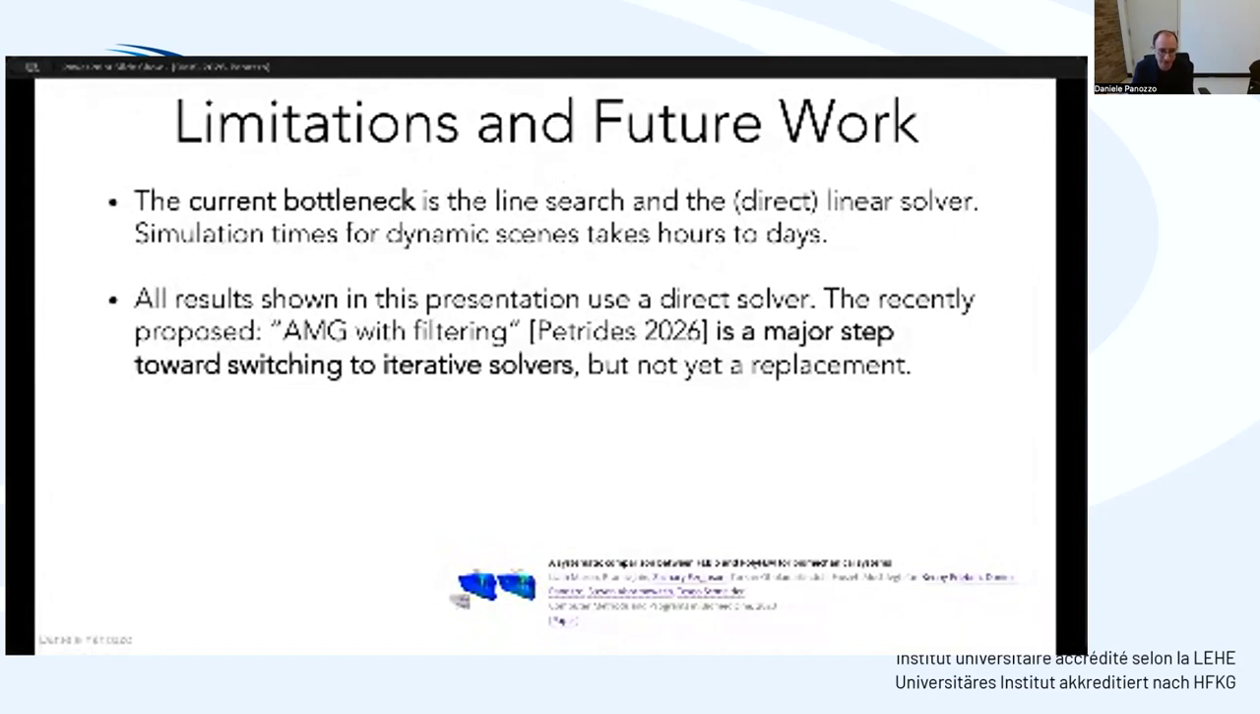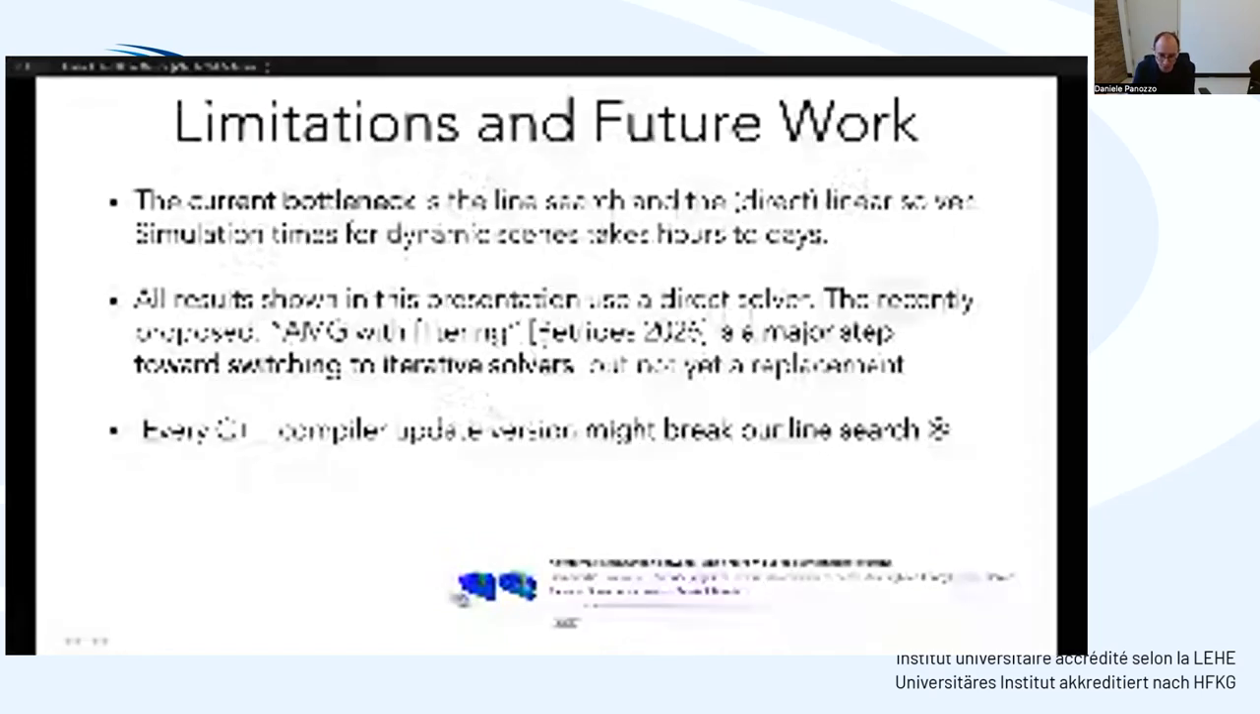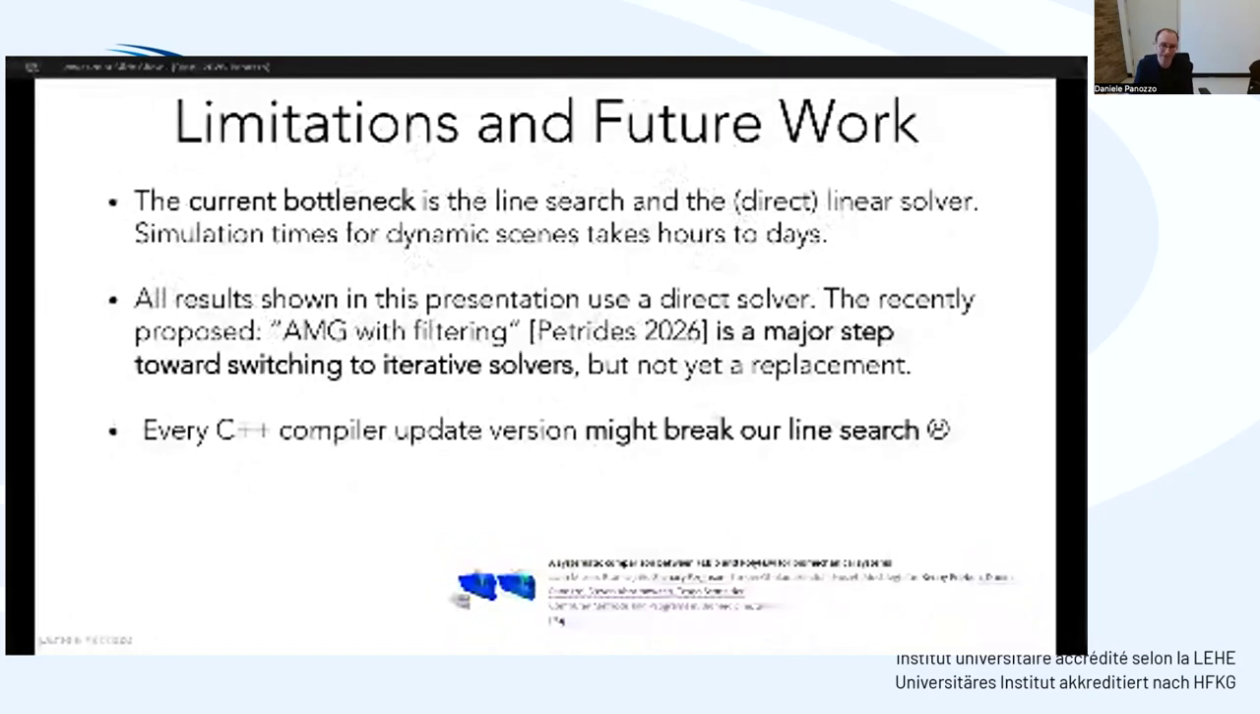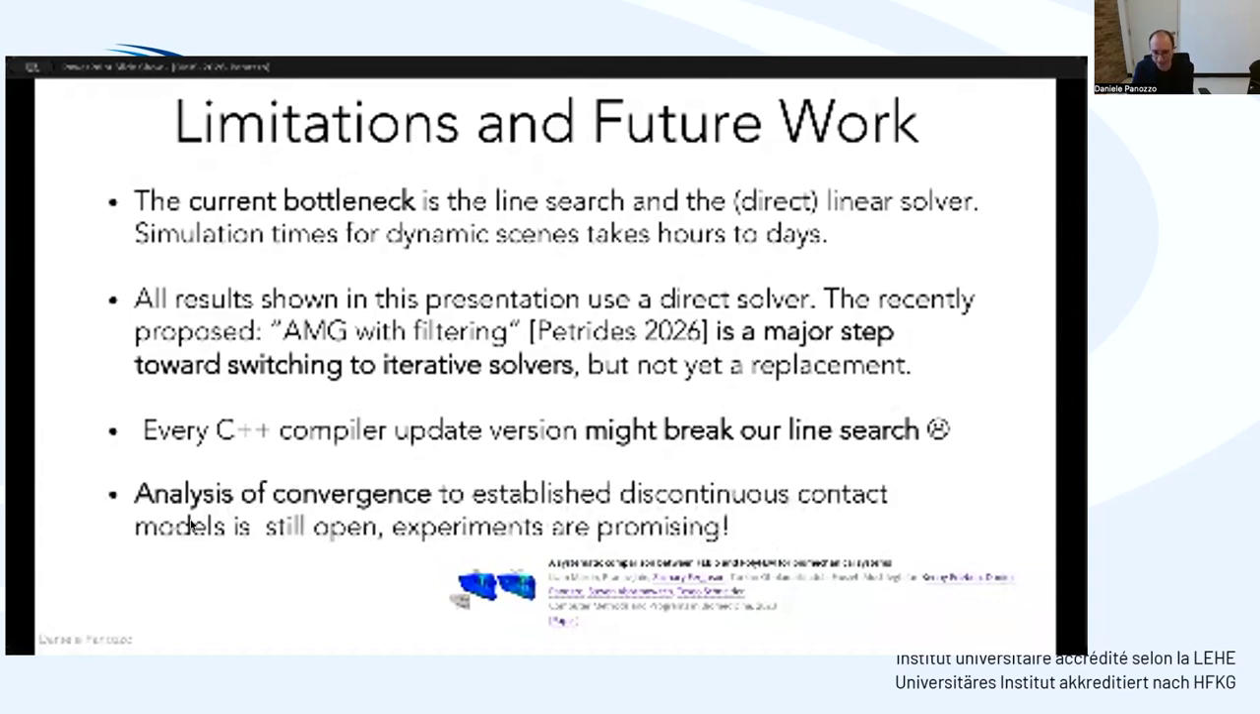Another thing that I'm really annoyed about is that our proofs of correctness rely on the compiler executing the floating point operations in the correct order. Unfortunately, sometimes compiler updates break this, which is very annoying to figure out when it happens. And the last piece is that a formal analysis of convergence to a discontinuous contact model is still ongoing. There are experiments that show it's very likely to be the case, but we don't have anything formal yet.